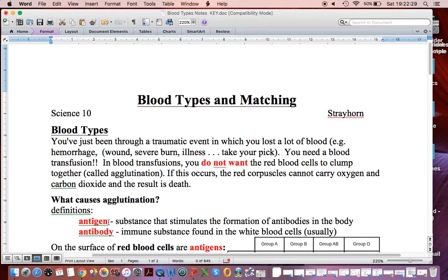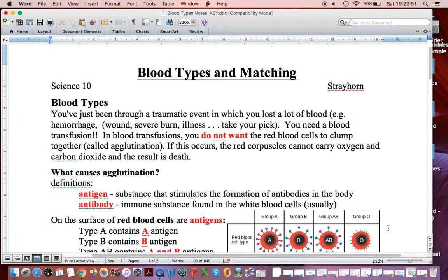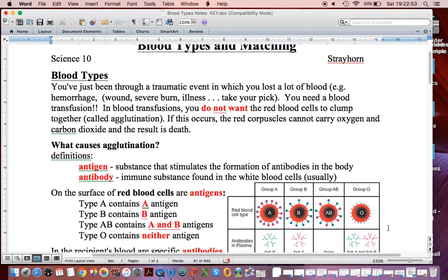So we have things called antigens, and in this case we're worried about antigens on the surface of the red blood cells in the donated blood. And this year with COVID-19 you've heard a lot about antibodies, and antibodies are things found in the white blood cells or in the recipient's blood, and they are designed to work against any invaders.